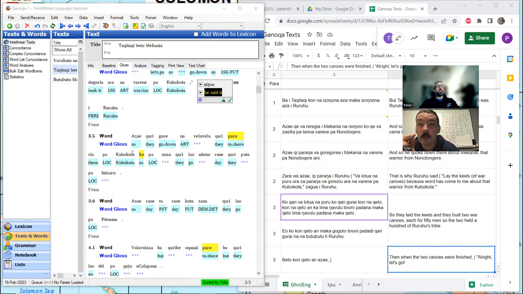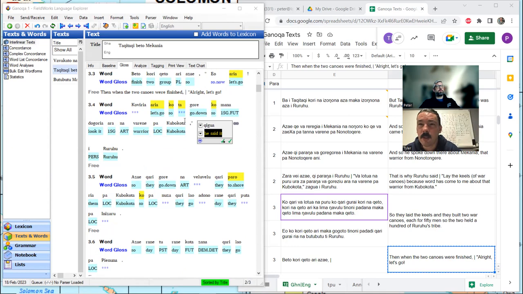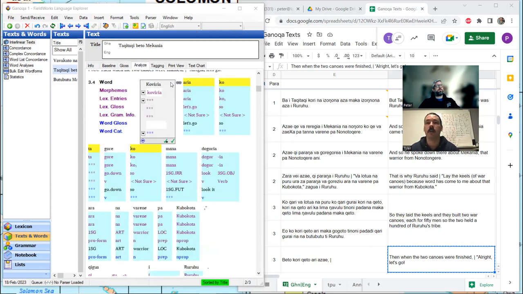I don't know what you're looking at. If you just scroll up, looking at the words in this sentence we're on, if you just scroll up a bit in that window, that's what I was reading. Ko mana ndogoria. Oh, okay. I look at the warrior, so I can see the warrior from Kubokota, he said. Koviria. Do I know what that means? I don't have a guess for that yet.